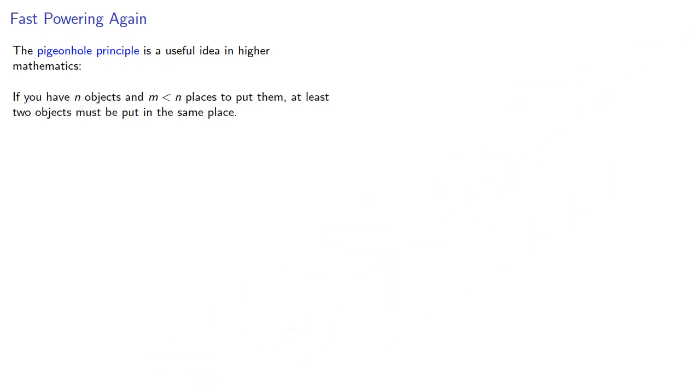The pigeonhole principle is a useful idea in higher mathematics. If you have n objects and m less than n places to put them, at least 2 objects must be put in the same place. This is frequently used in number theory. Can we use it to find an inverse? Let's try it.